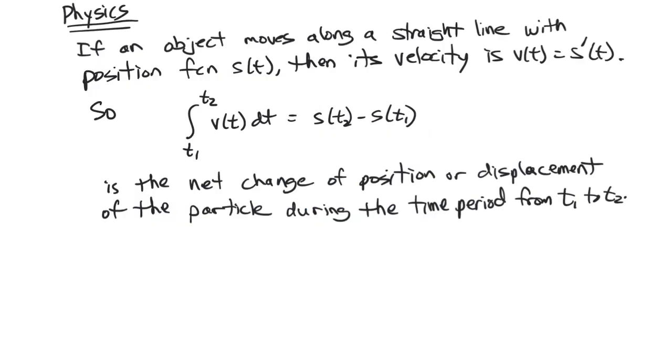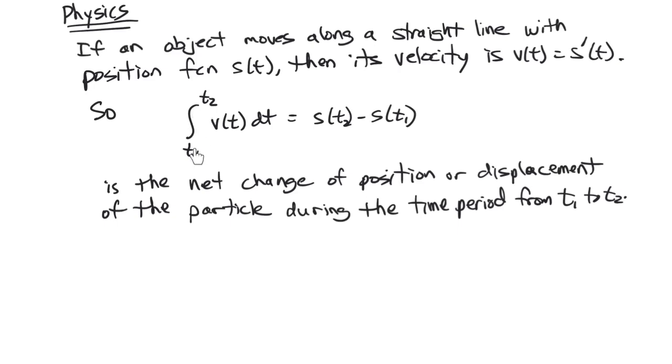Here's an example. We've got this object moving along a straight line with position function s of t. We've seen that a lot of times the position function is s of t, where position is a function of time, t. If we've got a position function s of t, then its velocity is going to be the derivative of that, right? Velocity is s prime of t. Velocity is the rate of change in position with respect to time.